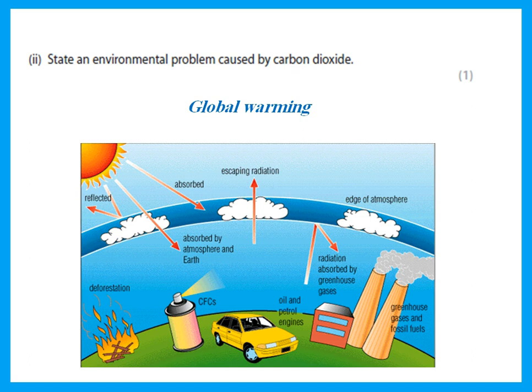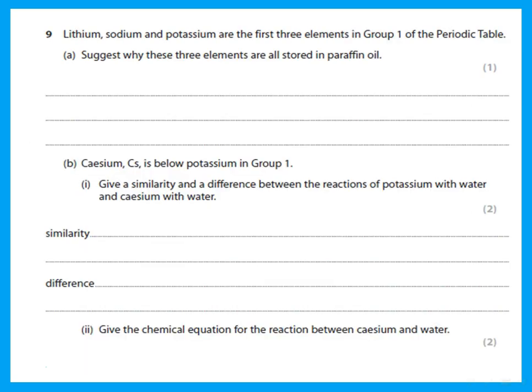Remember, carbon dioxide does not cause acid rain. Please do not say acid rain. Acid rain is caused by sulfur dioxide or nitrogen dioxide. Carbon dioxide does not cause acid rain, it causes global warming.